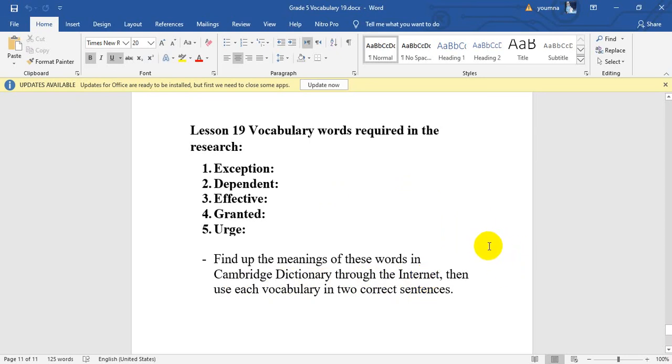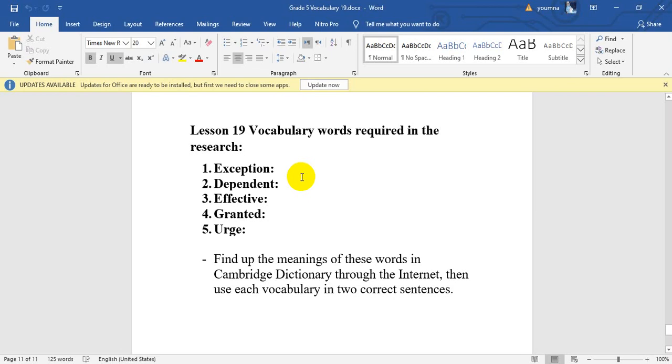Then you are going to use each vocabulary word in 2 correct sentences. Put each one of these vocabulary words in 2 different sentences, but you have to write these sentences correctly. And you can also use Google Chrome to search for some words. For example, you can write the word exception in a sentence. You're going to find many sentences, but not all of them on the internet are correct. So you have to just take ideas from these sentences and you can create your own sentences.